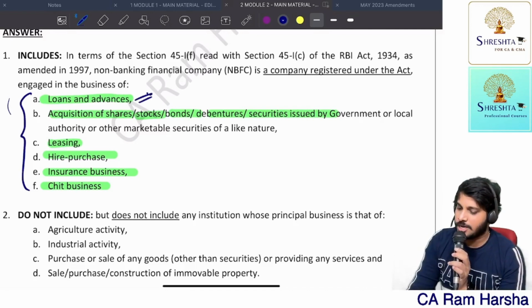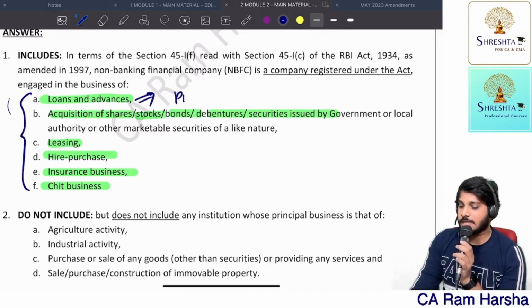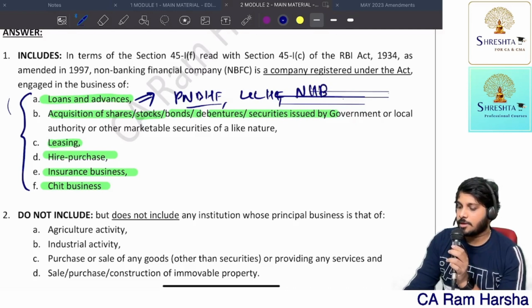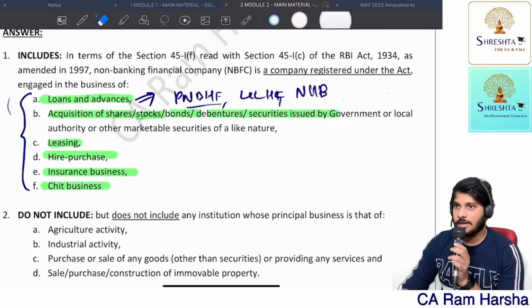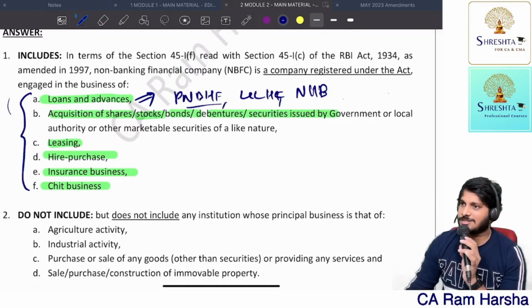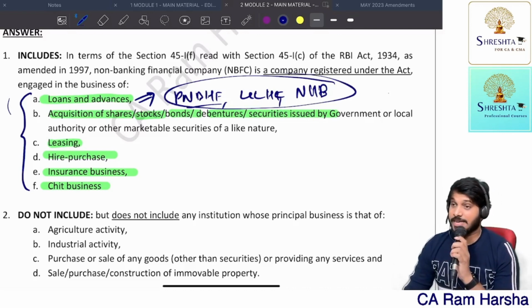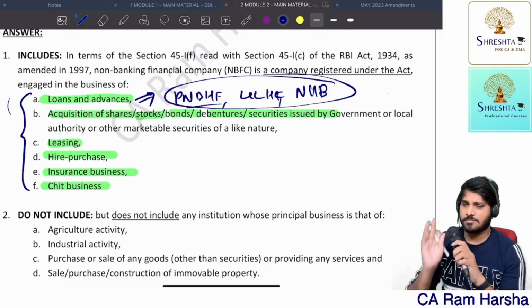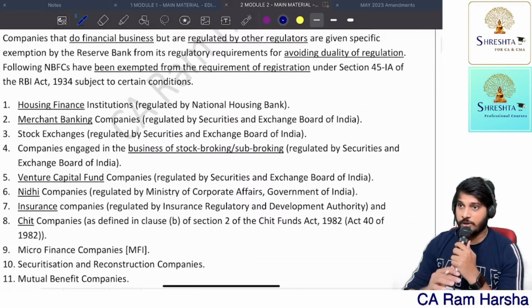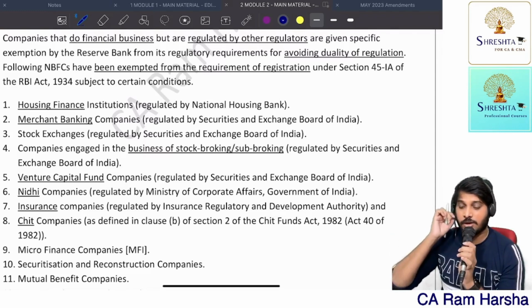Able to understand? Loans and advances is NBFC business. Suppose there are companies called PNB Housing Finance, LIC Housing Finance, National Housing Bank. All of these are housing finance companies which are involved in loans and advances. But you know what? They are exempted from NBFCs. They are exempted from NBFCs. First I will explain which NBFCs are exempted.